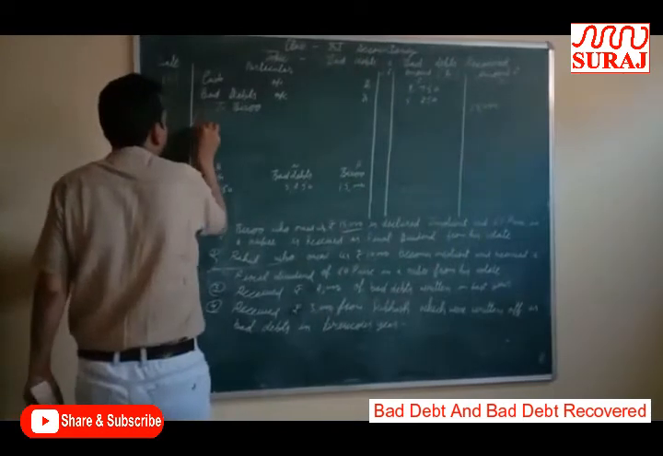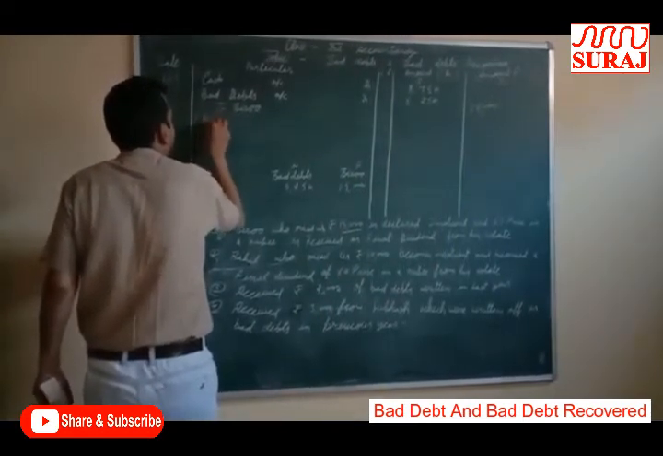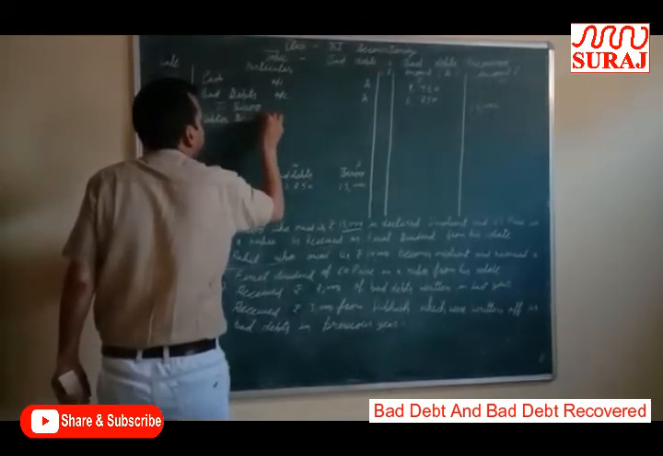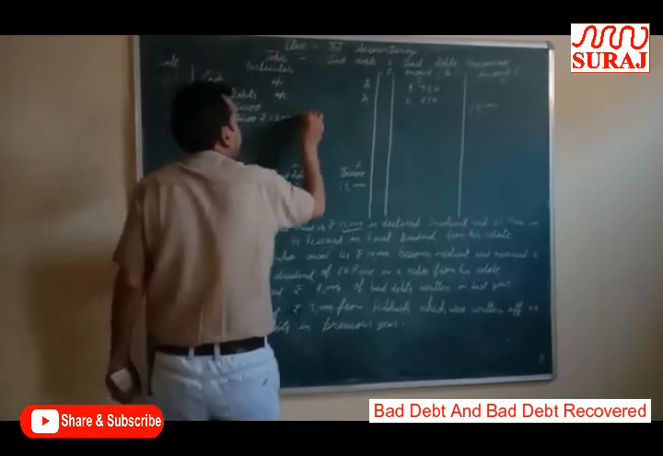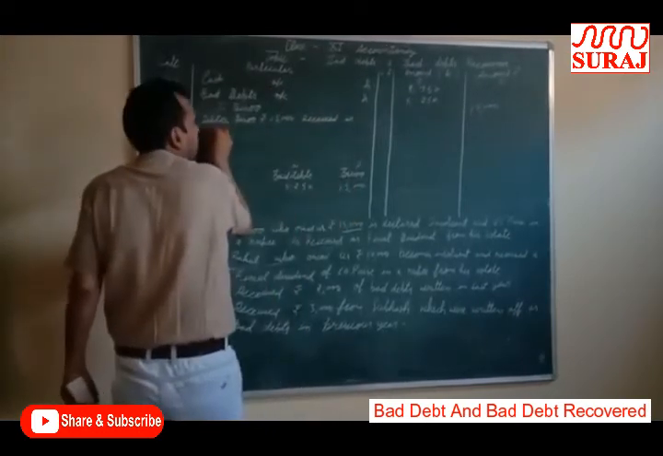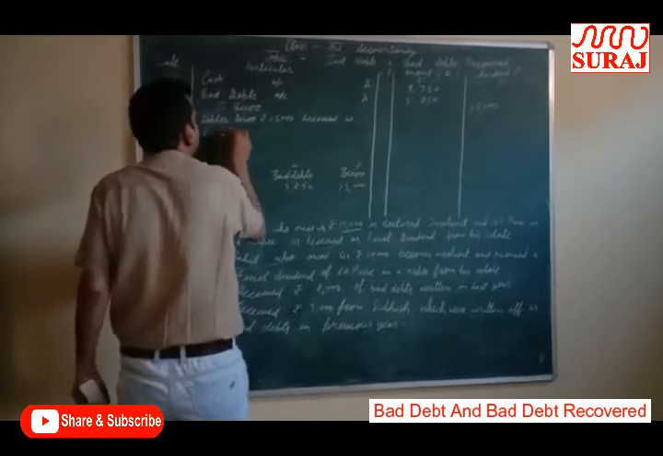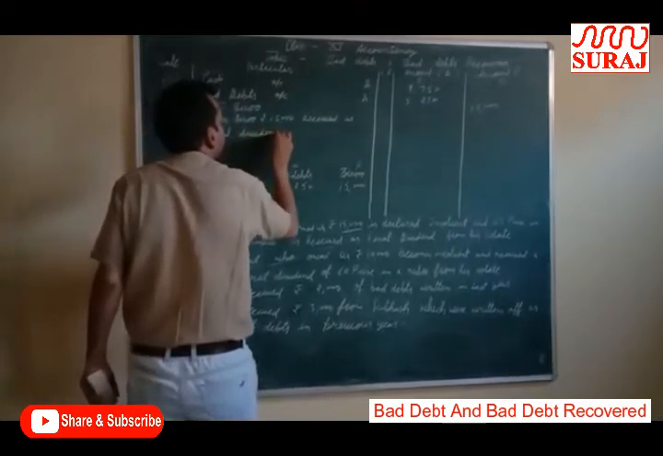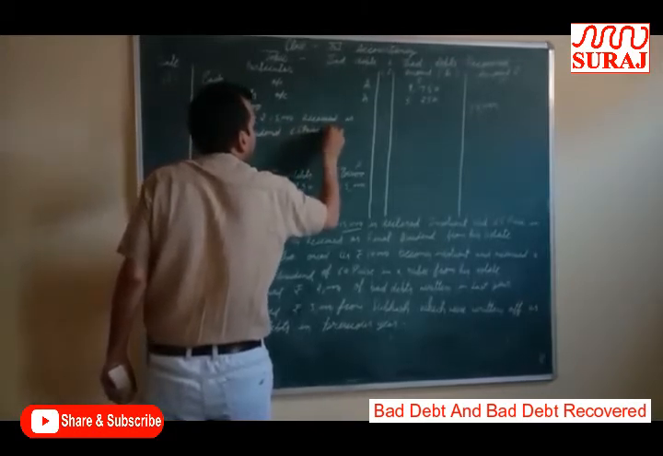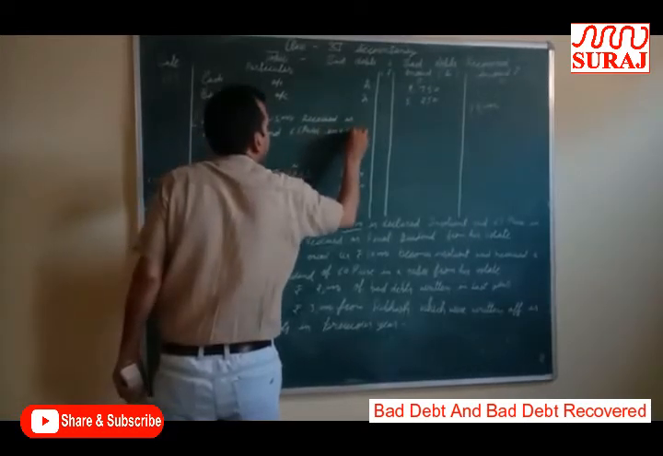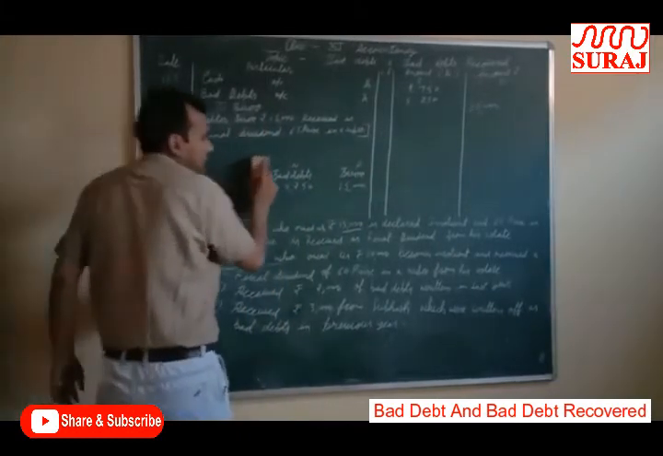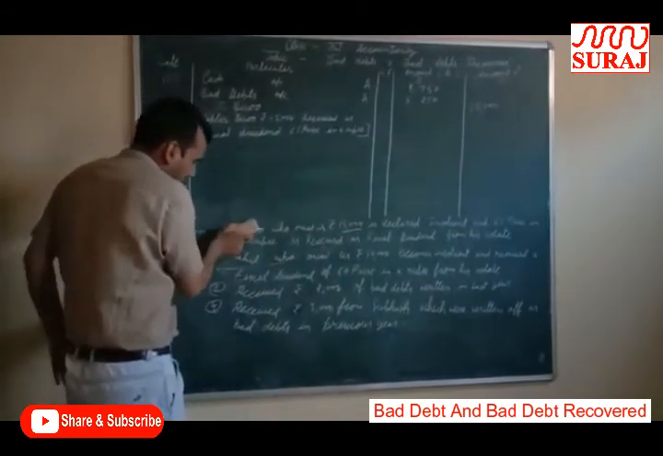Narration: Debtor Biru, rupees 15,000 received as final dividend, 65 paise in a rupee. Dear students, I think you understand it. Next one, problem number 2.